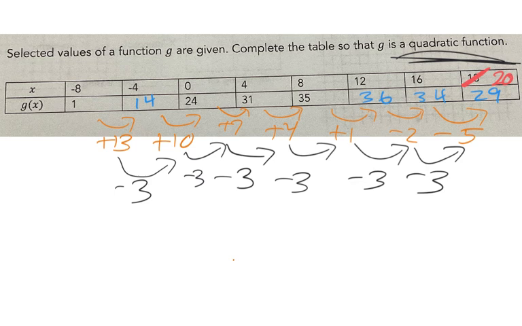So then if I lose 3 again, +1. If I lose 3 again, I'm at -2. And if I lose 3 again, I'm at -5 for the first difference.